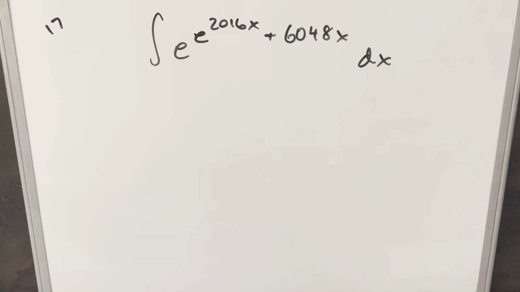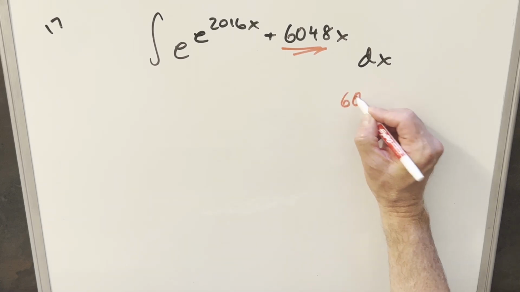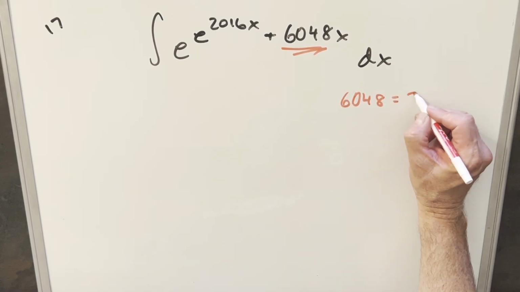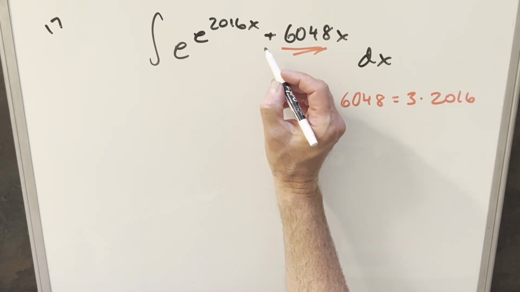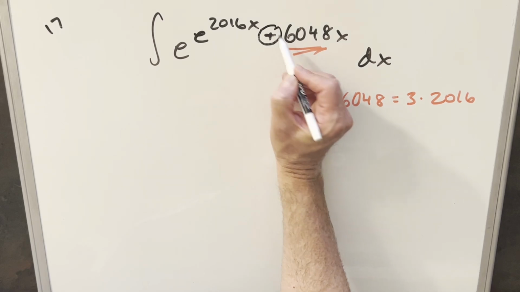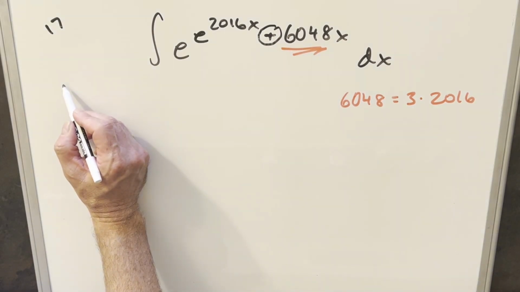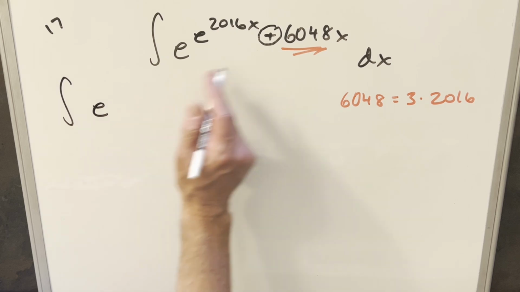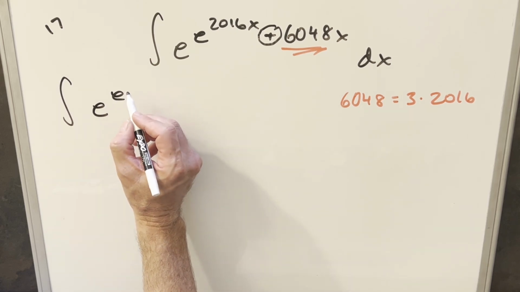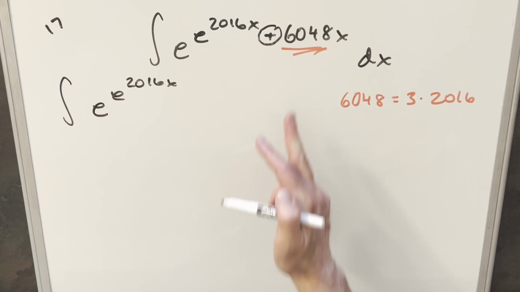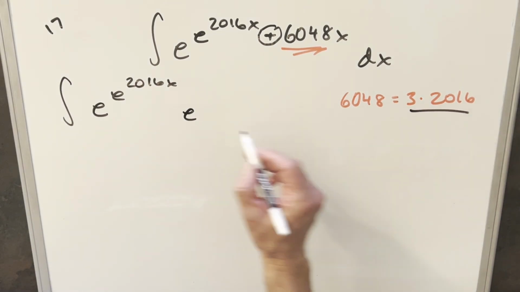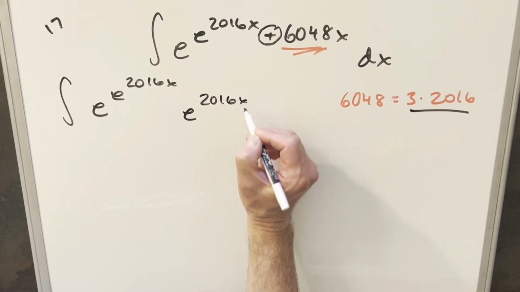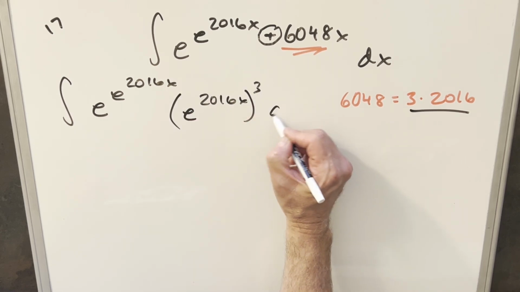To get started, the first thing I want to deal with is that it's kind of weird having 6048 here. One thing we'll want to notice is that 6048 is the same thing as 3 times 2016. But first, I don't like having this complicated exponent broken up on the plus sign. So I can rewrite it by splitting it and turning it into multiplication. I can write it as e to the 2016x, and for the other one, I'll write e to the 2016x cubed, dx.